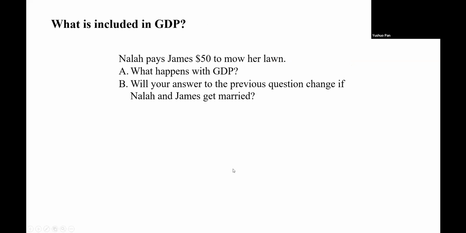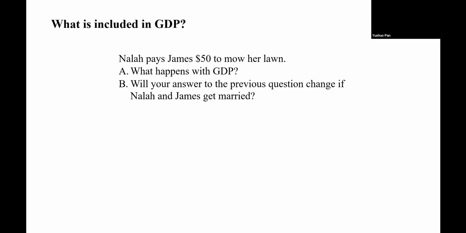Back to this example, Nella and James. What happens with the GDP? That's the question. We already know that expenditures increase by $50, and income also increases by $50. So what happens with GDP here? Does it increase by $50 or by $100? It should be $50, right? Because the service or good only has a value of $50. That's what people produced within this year. That's only $50, not $100.